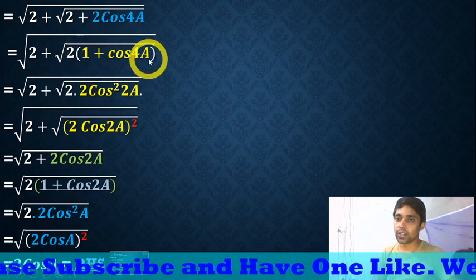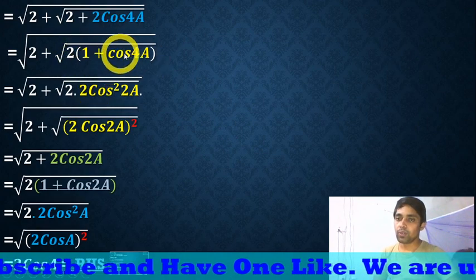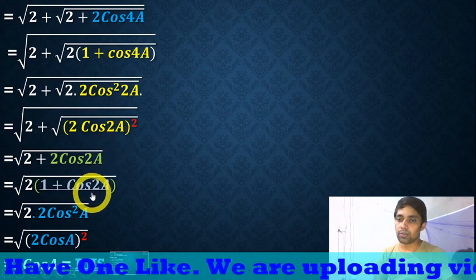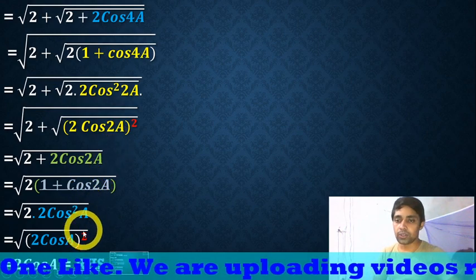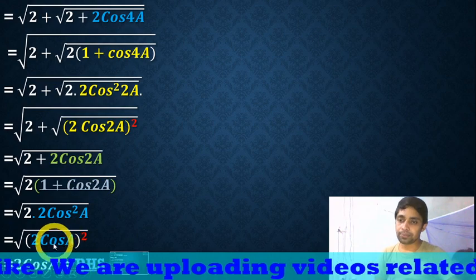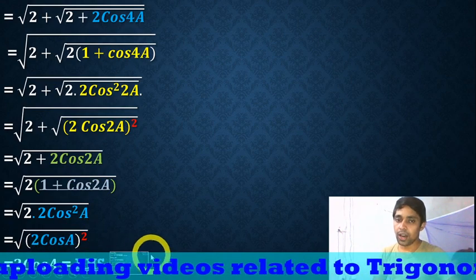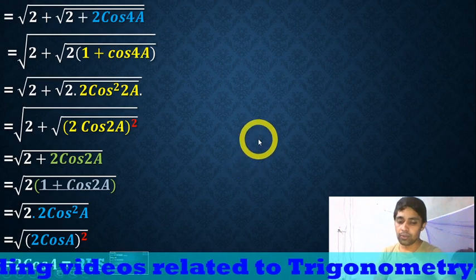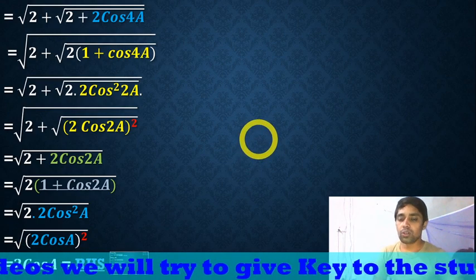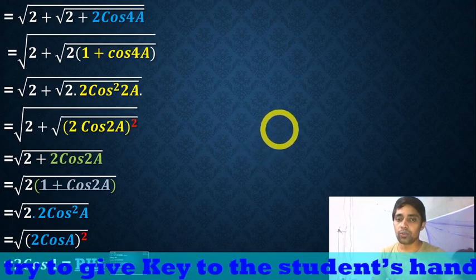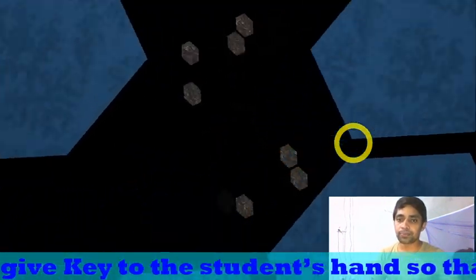So again taking 2 common, it is again in the form of 1 plus cos 2 theta format. So applying this formula, we have proved this as 2 cos a, as the RHS. So this is our final proof. Now we have got the proof as 2 cos a. So now we'll go for the next problem.